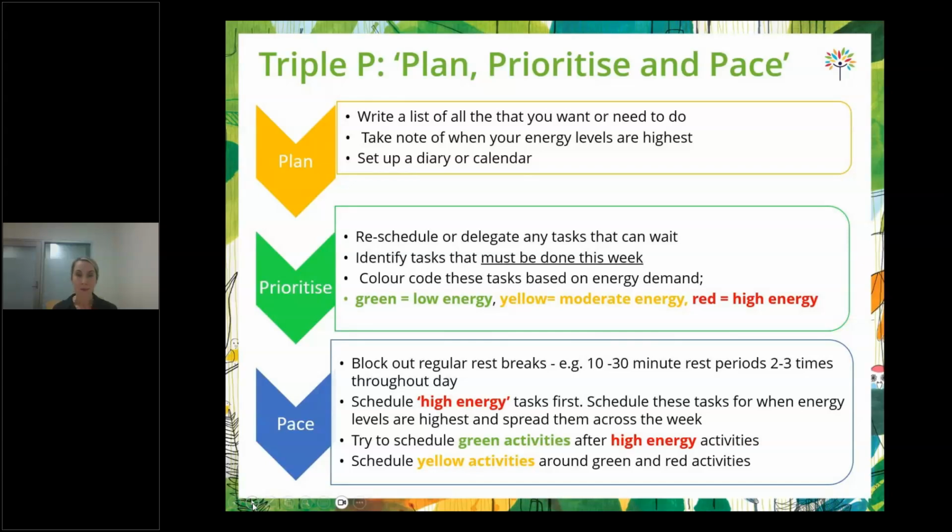The next step, once we've scheduled those in, is to look at, okay, can we try and schedule a green activity, a low energy activity, after those high energy activities? Ideally, we want to avoid having back-to-back high energy or red activities. Once we've done that step, we then look at the yellow activities and see if we can spread them around the gaps of where the red and green activities are.